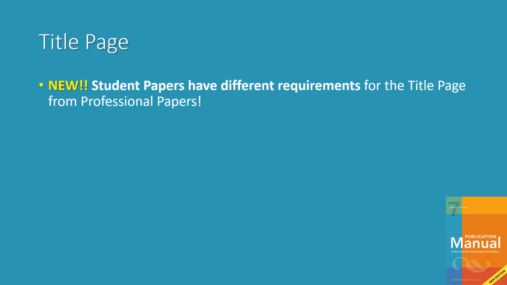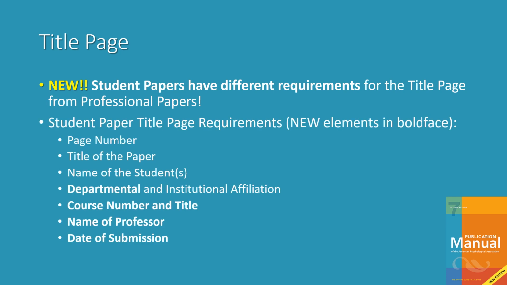And in the student paper, here's all what you need to include on the title page. So the page number still remains 1, the title of the paper, name of the student or student authors, and then in addition to the institutional affiliation, we also have to put the departmental affiliation as well. So that's new. Then underneath that are 3 brand new things you have to add, which makes the title page look a little bit more like an MLA type title page. They are the course number and title, name of the professor for whom you're writing the paper, and then date of submission.